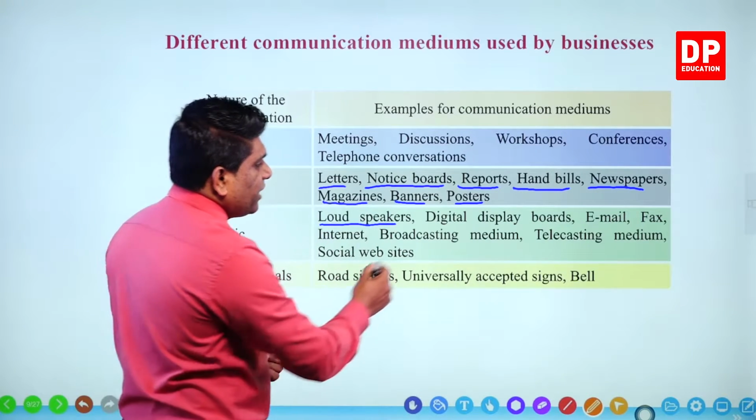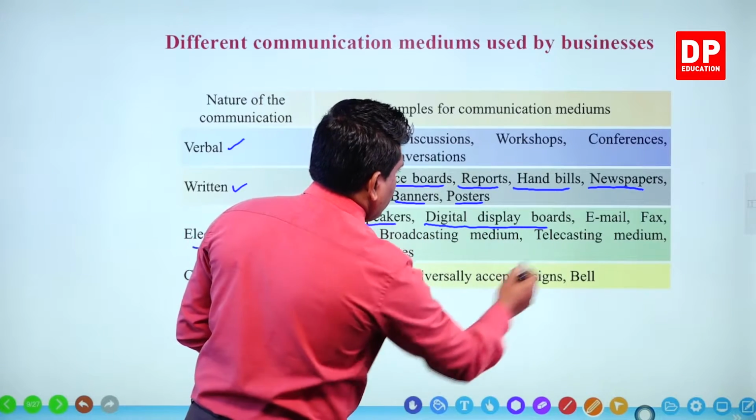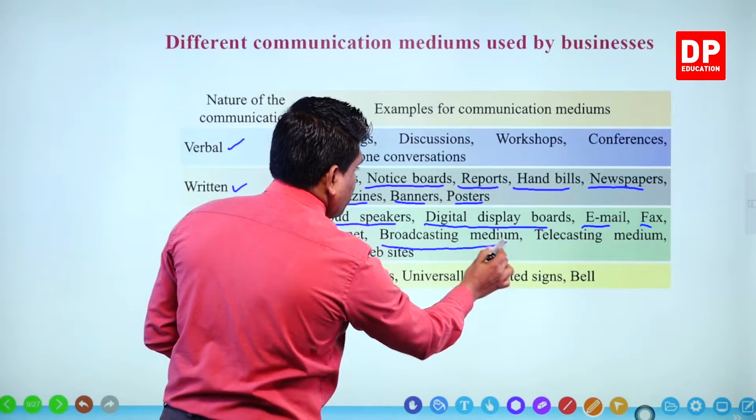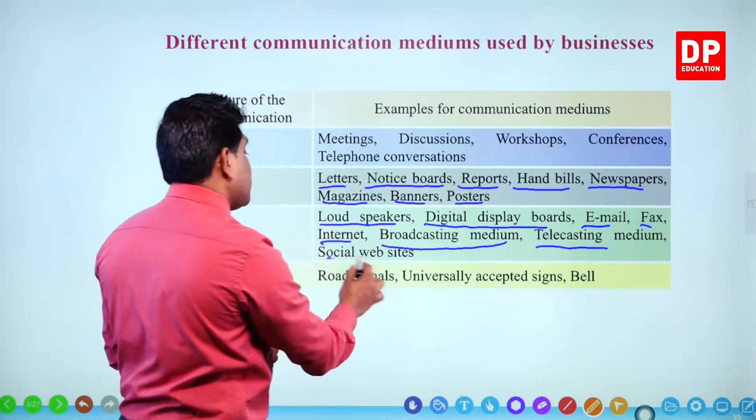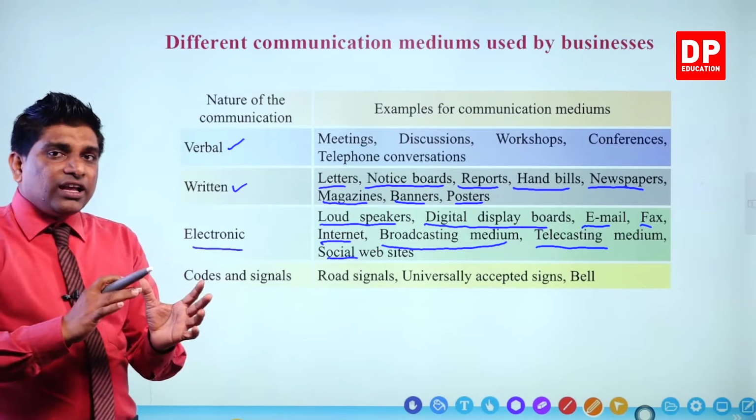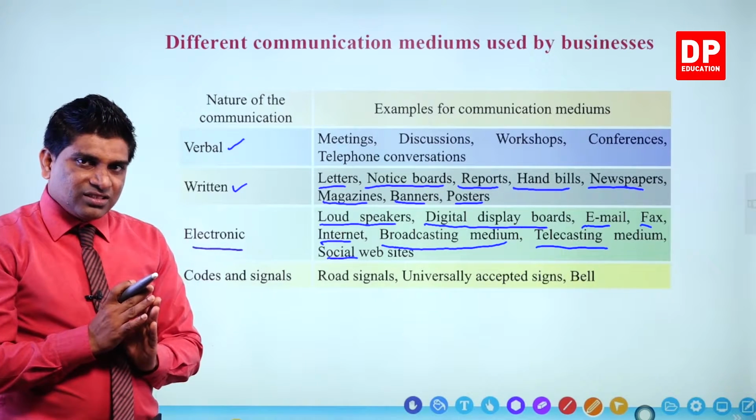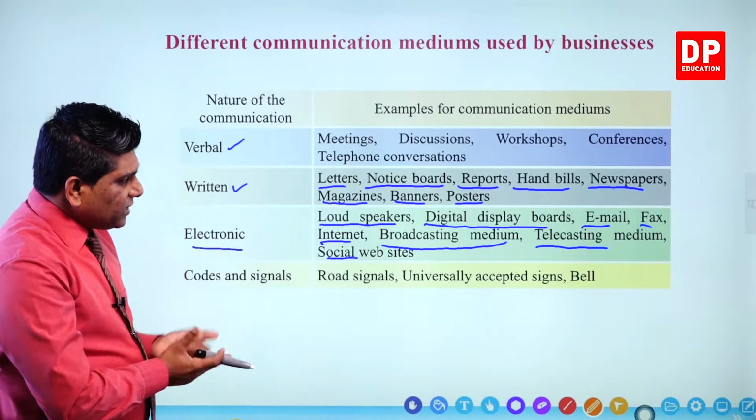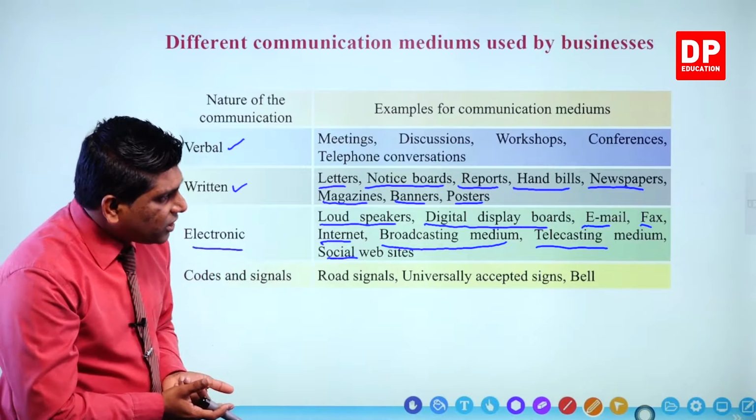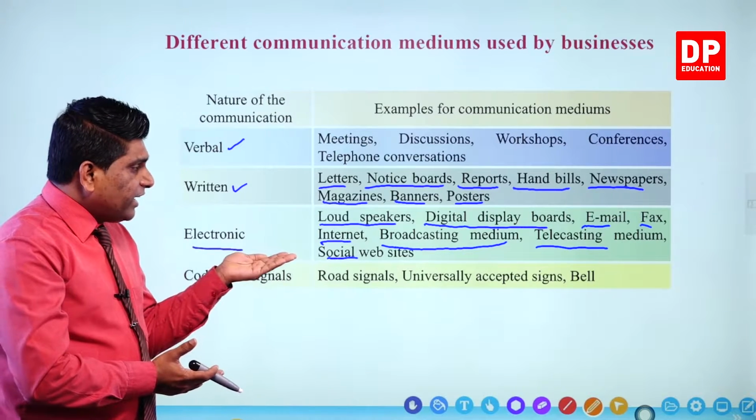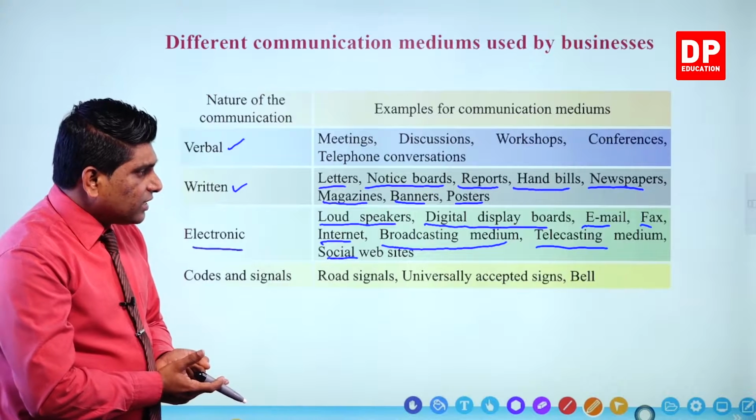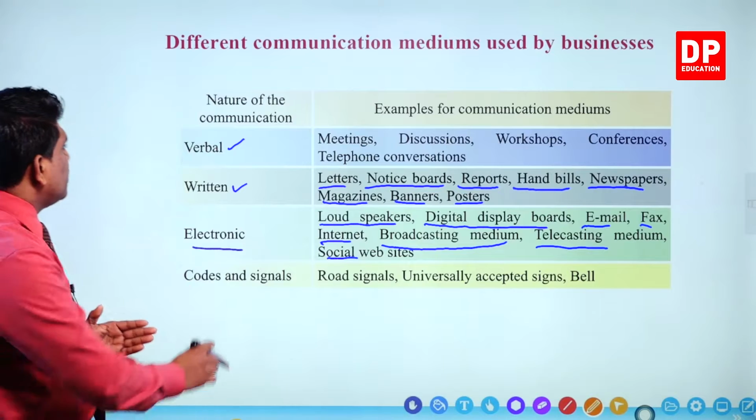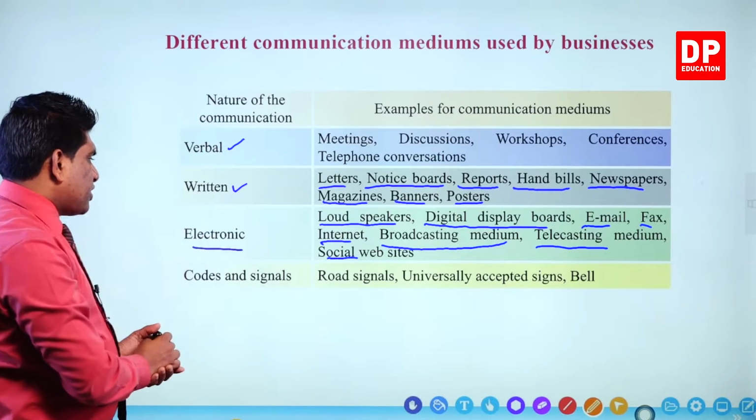Next one, electronic. Loudspeakers, digital display boards, email, fax, internet, broadcast mediums, telecast mediums, and social websites. These are all electronic mediums. What are the examples for electronic mediums? Loudspeakers, digital display boards, email, fax, internet, broadcast mediums, telecast mediums, and social websites. Now we have finished verbal communication, written communication, and electronic.